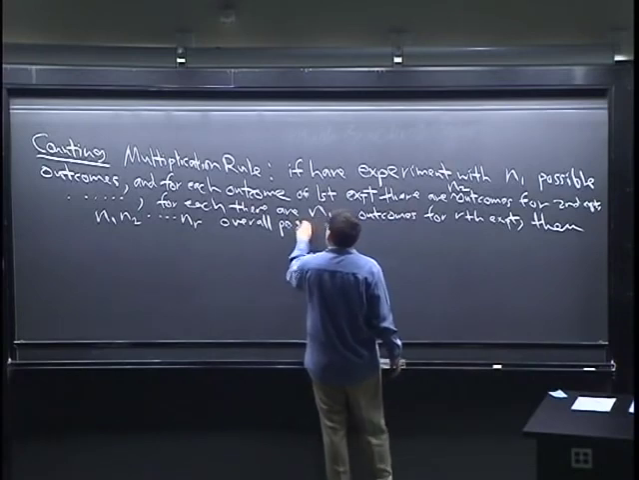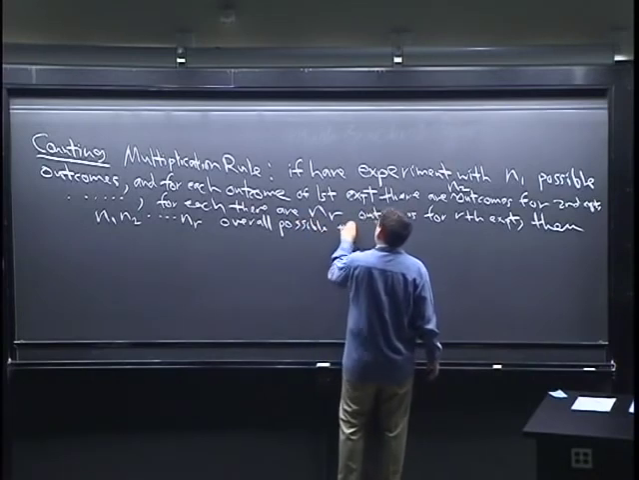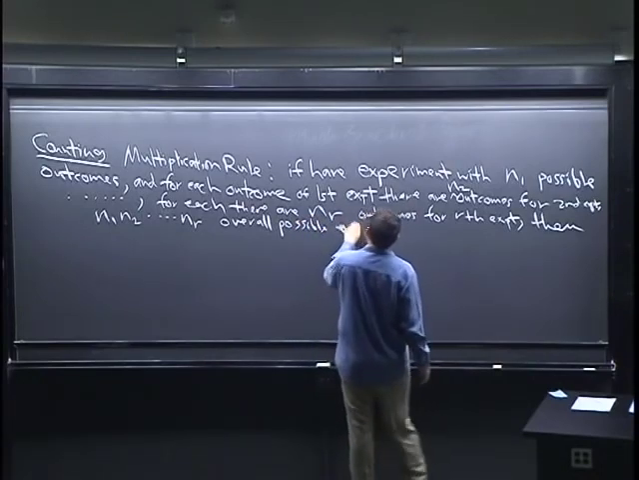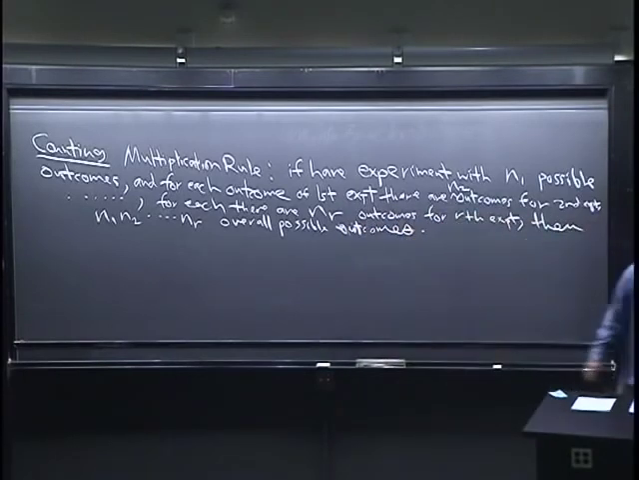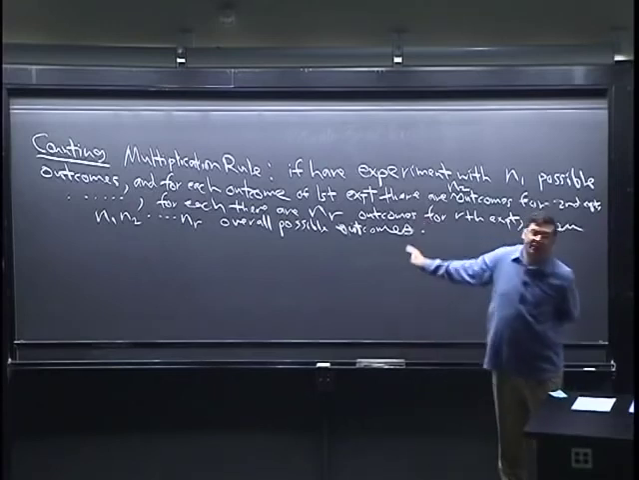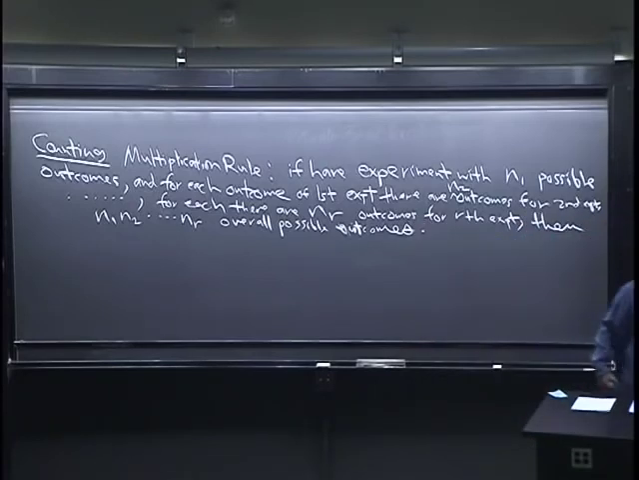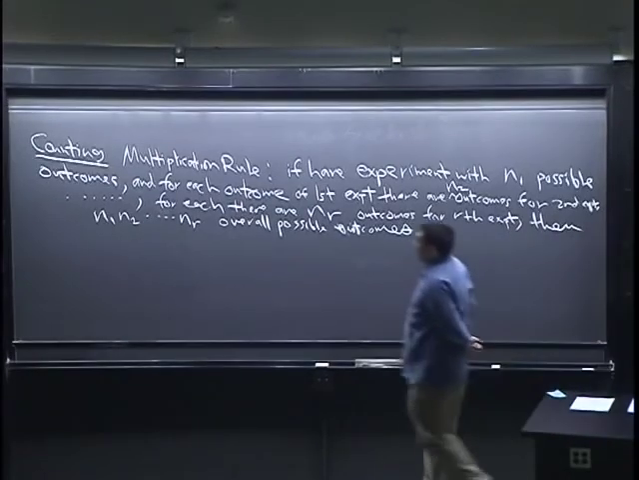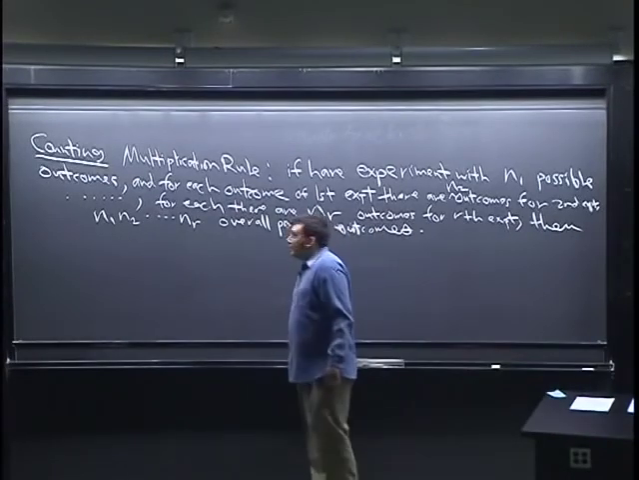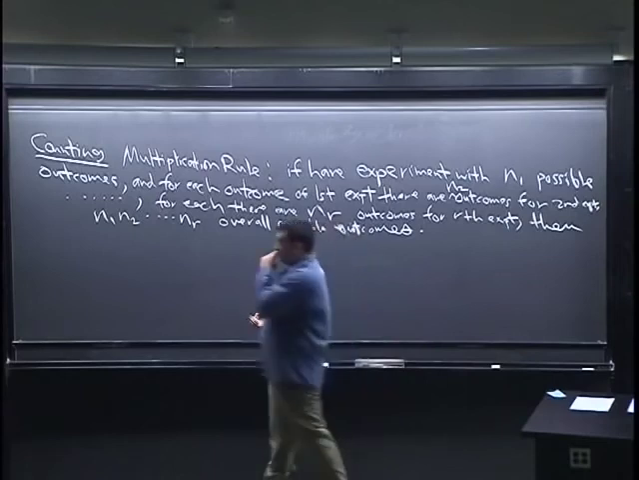Overall possible experiment outcomes. Formally, you can prove this using an induction, but I would prefer that you understand why this is true just by thinking about it, thinking about examples. And the way I like to visualize it is just by drawing a simple tree diagram.